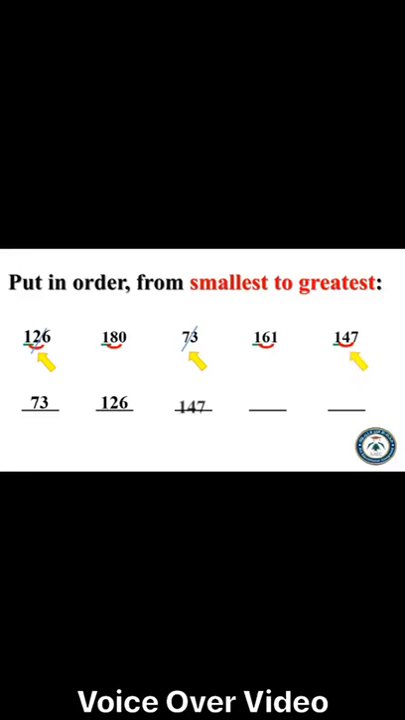Now, 8, 6, or 4 is the smallest. Of course, it's the 4, so I write 147 and I cross it out. 8 or 6 is the smallest. It's 6, so I write 161 and I cross it out. And finally, 180 is left, so I write 180 in the last blank. The same concept is applied for ordering from greatest to smallest, but you should start with the greatest number first.